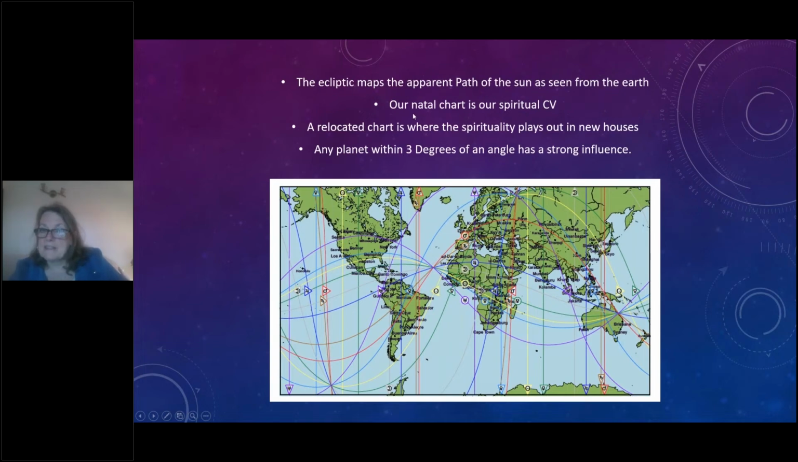Our natal chart, as I said, is like our spiritual CV. It's like what we came into this lifetime to learn and experience, and what we came to give to the world, but also what we came in to learn. So a relocated chart is where the spirituality plays out in new houses. And any planets within 3 degrees of any of the angles, like the ascendant, the descendant, the midheaven, or the IC, would have a hugely strong influence, particularly if any of the planets are sitting on the angles.